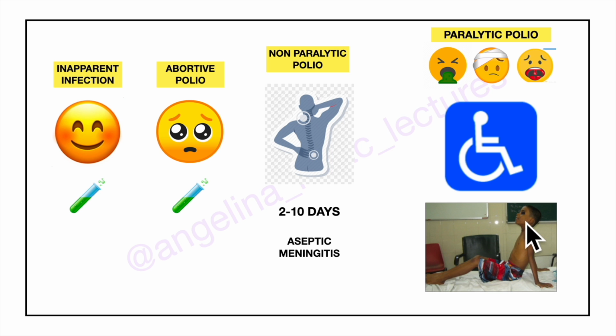Now there is cranial nerve involvement in bulbar and bulbospinal paralytic polio. There can be facial asymmetry, difficulty in swallowing food, and there can also be difficulty in speech. There can be respiratory insufficiency, which is usually the cause of death in such cases.